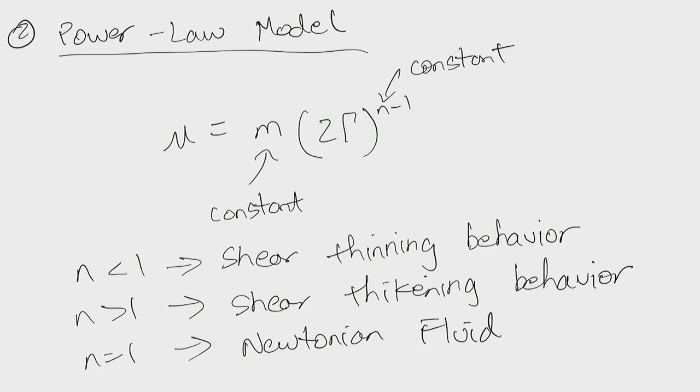Right, because if n is less than 1, as the rate of strain increases, mu is expected to decrease, the viscosity. The shear viscosity decreases with increase in rate of strain. And if n is greater than 1, as you have an increase in the rate of strain, you have an increase in the viscosity. And if n equals 1, the term in the bracket just vanishes. It's equal to 1, and so mu is then a constant, which is equal to m.